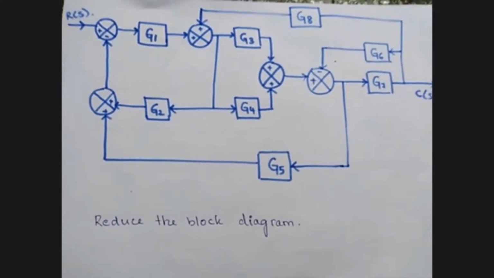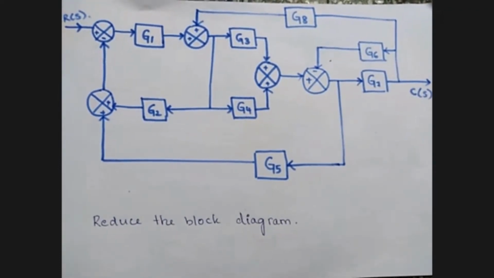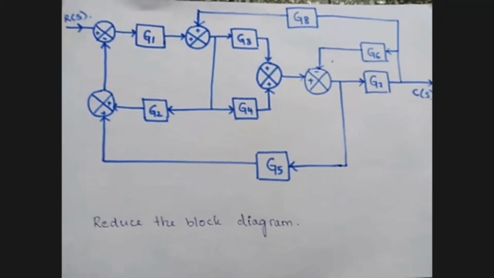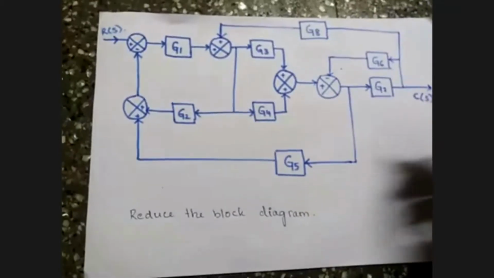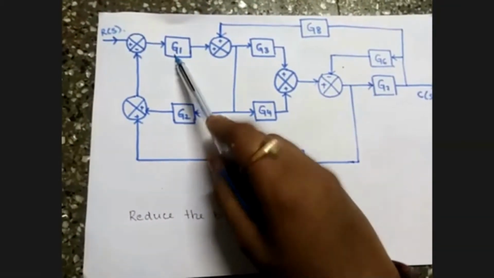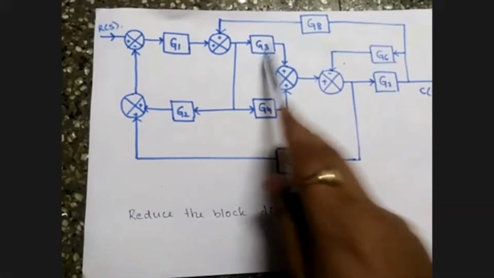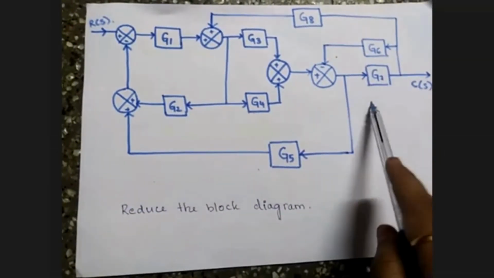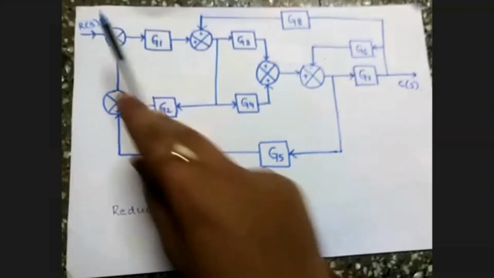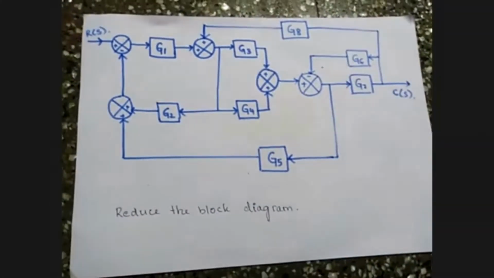Hello everyone. In this video, we are going to learn how to reduce the block diagram. So this is the block diagram given. In this, we can see G1, G2, G3, G4, G5, G6, G7 and G8. And there are 5 summing points.